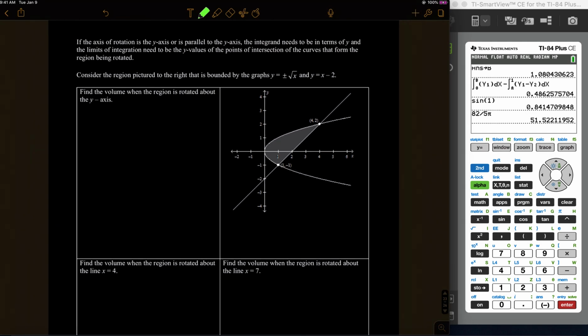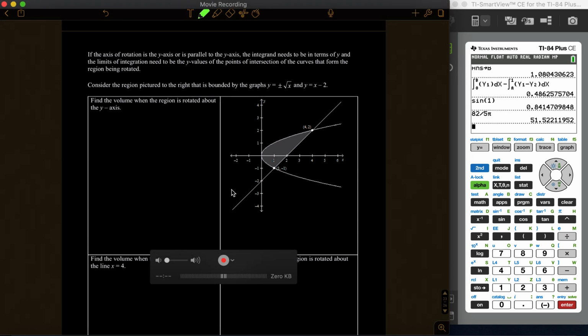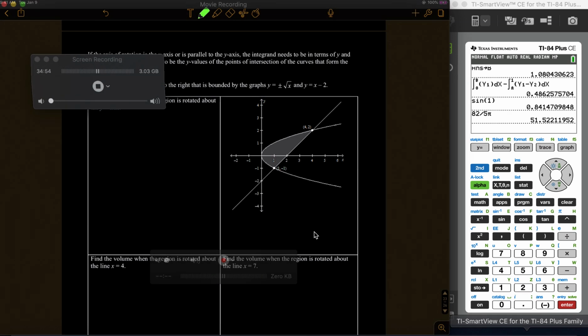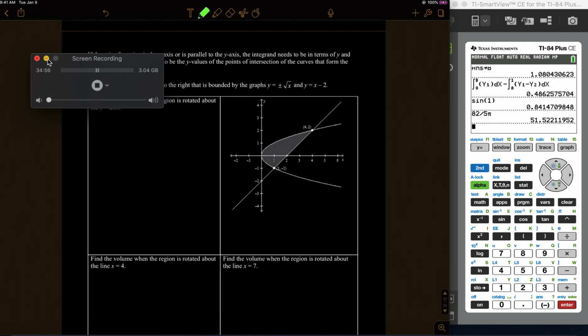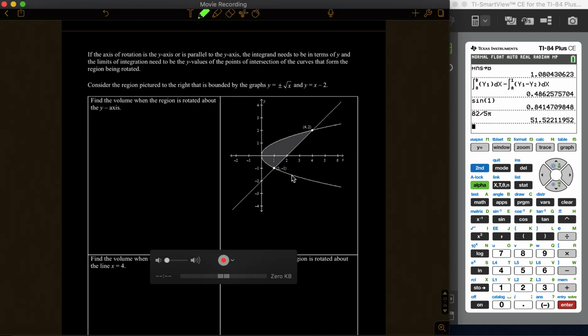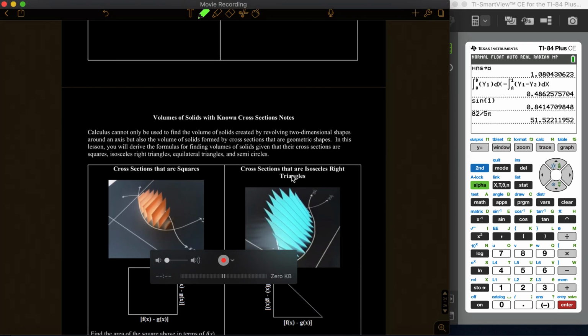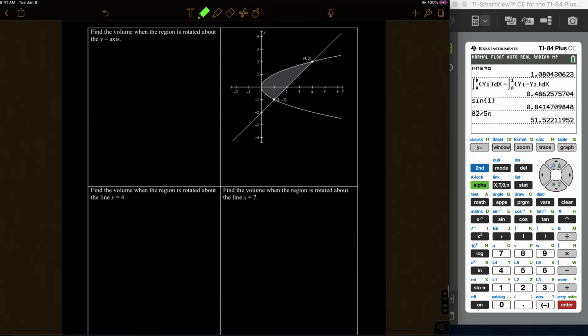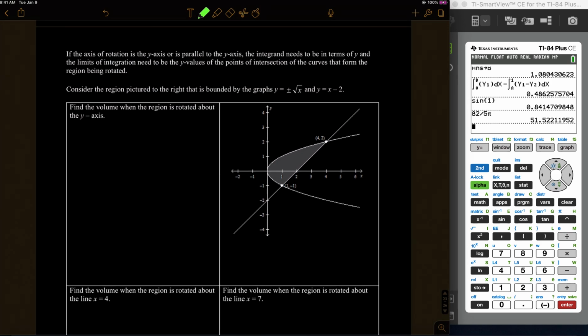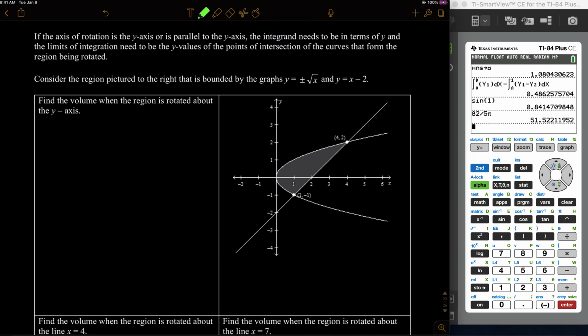Let's try our last example. How much time do we have here? Where are we at here on time? 34 minutes. All right, so this will be about a 45-minute video. Known cross sections. No, sorry, we've got to do this one first.